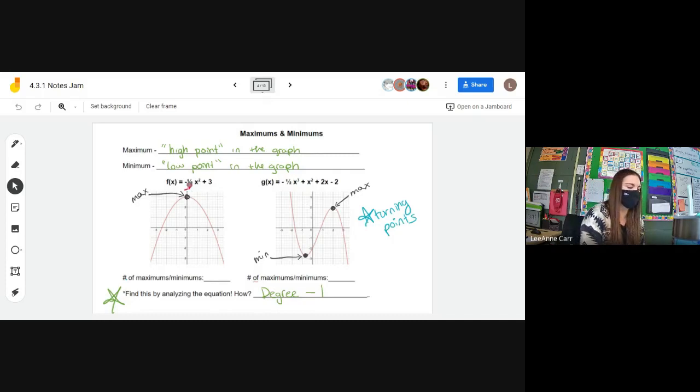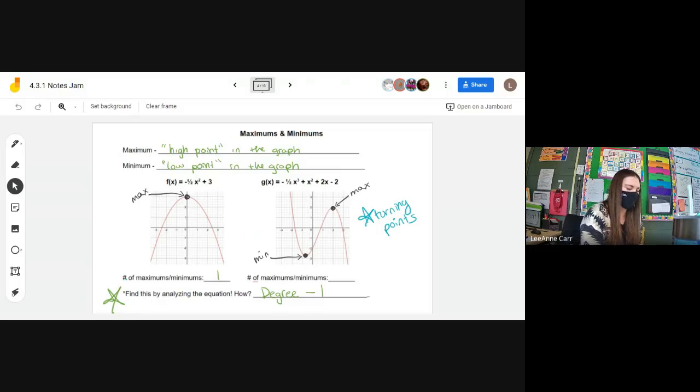Yeah, we have a degree of 2 here. So by our rule, we would do 2 minus 1, and that would tell me that we have 1 maximum or minimum, which if we look at our graph, absolutely, we had 1 maximum. So this number makes sense to us.